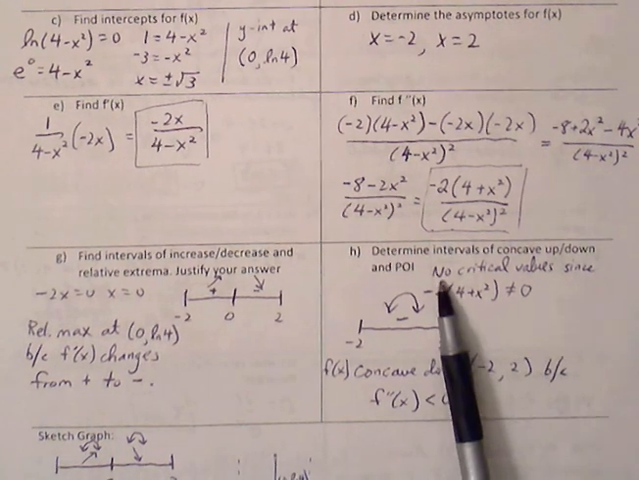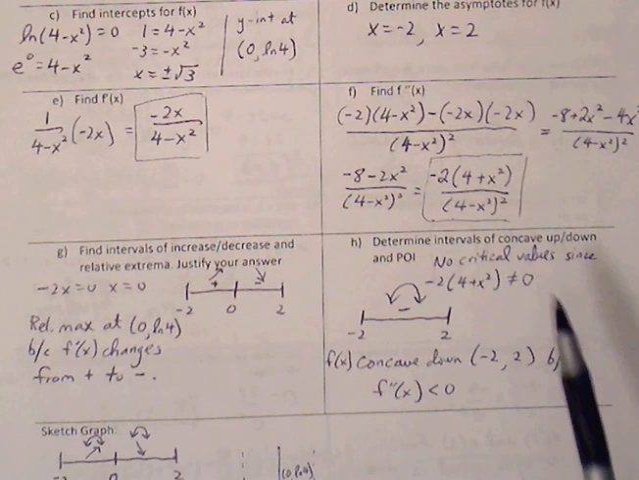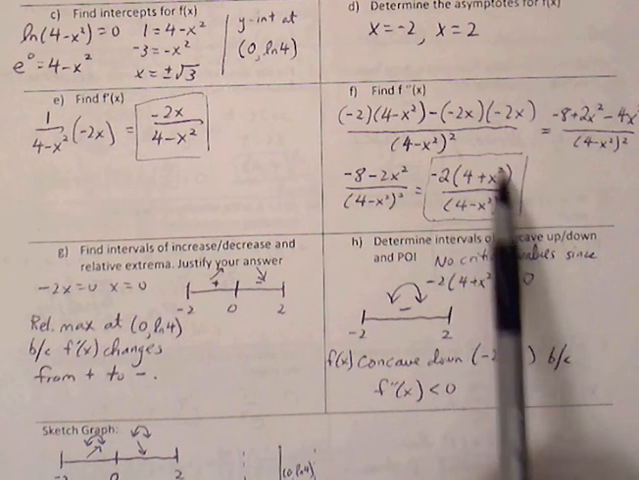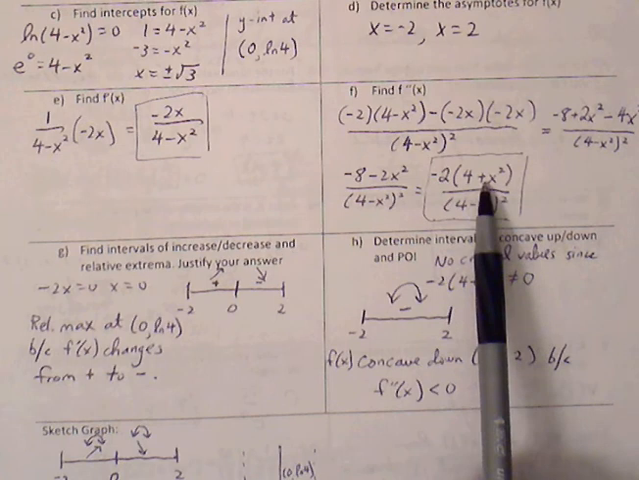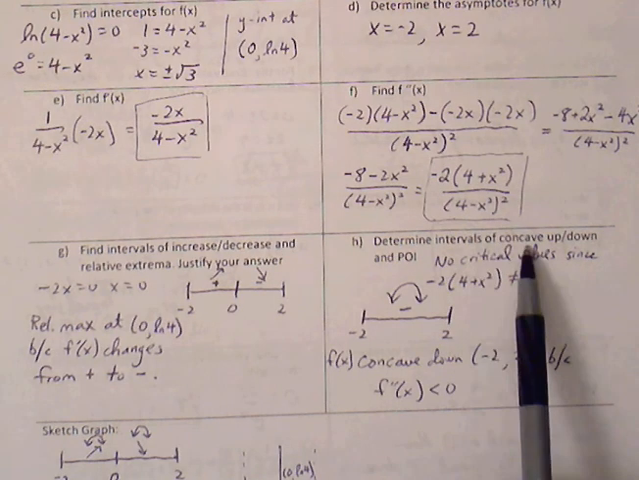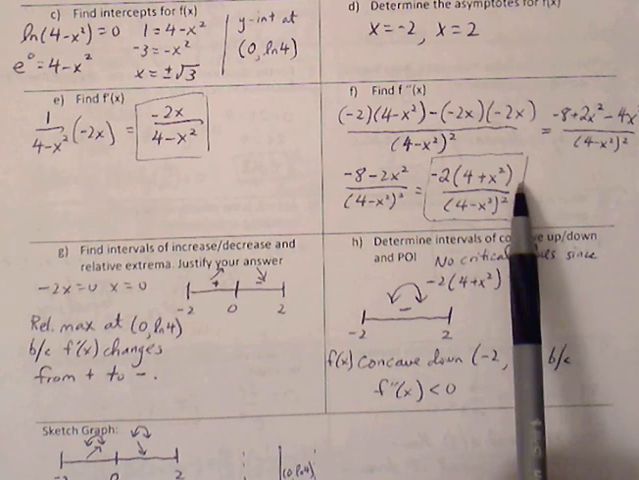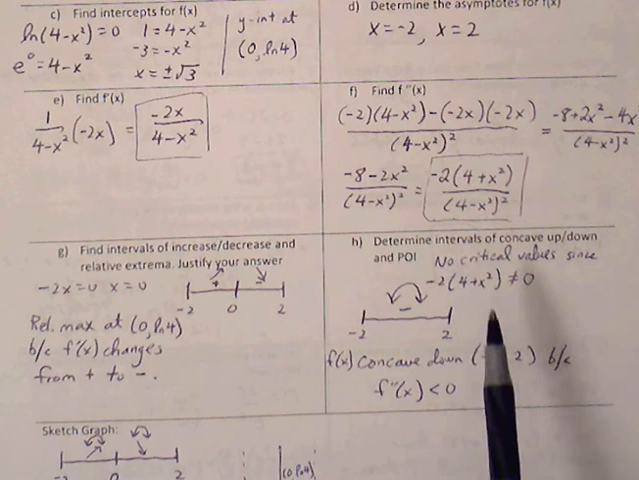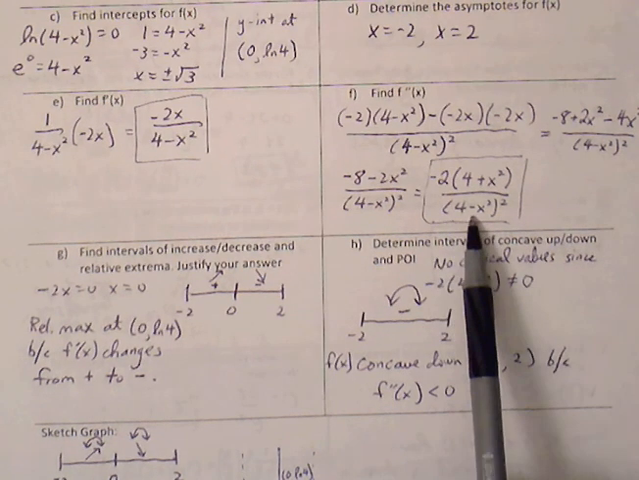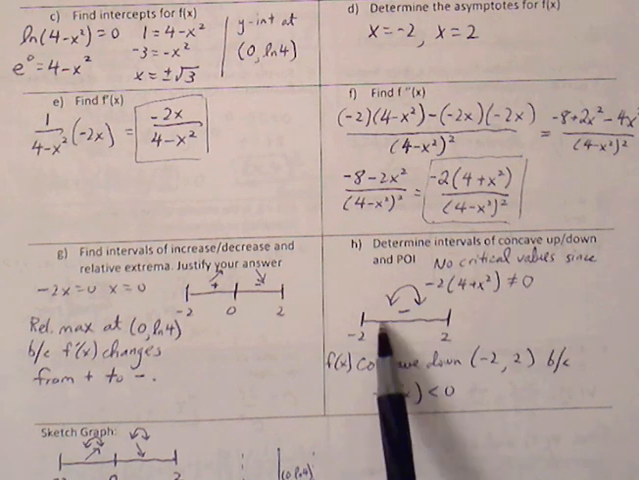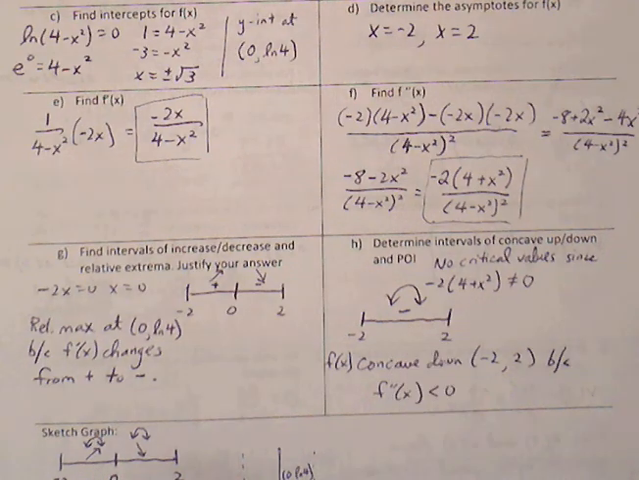For part H, determine the intervals of concave up and concave down. So here, there's no critical points from numerator, because if we try to set 4 plus x squared equal to 0, we're going to get an imaginary number. If I set the denominator equal to 0, I'm only going to get the vertical asymptotes, which is at negative 2 and 2. So really, we'll need to test this region between negative 2 and 2.